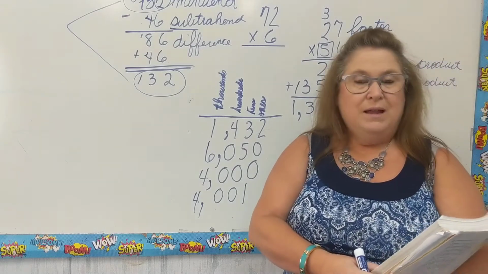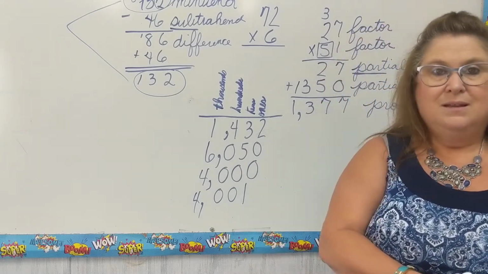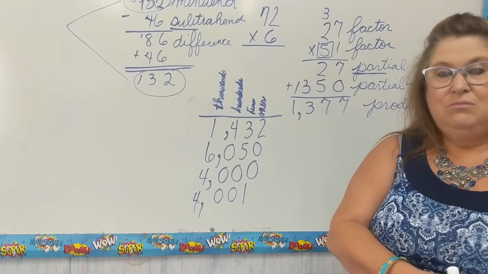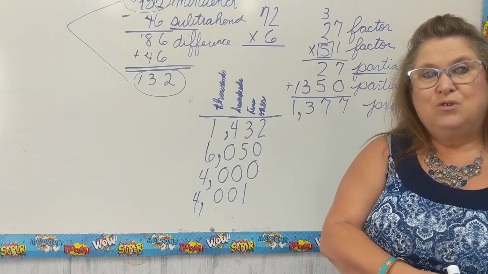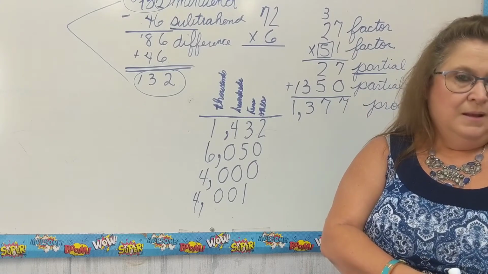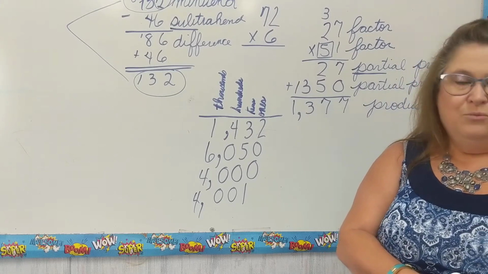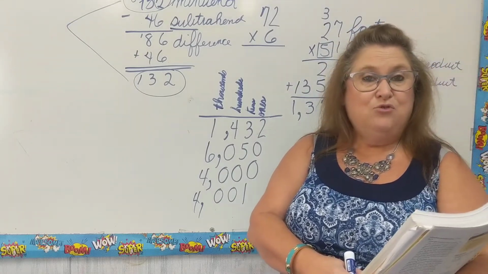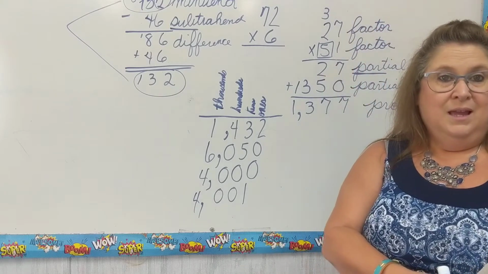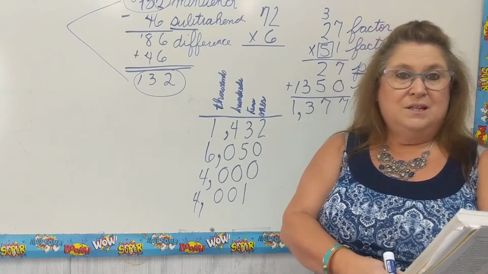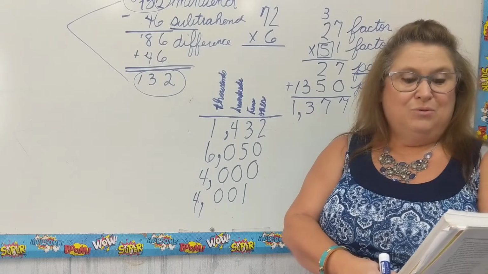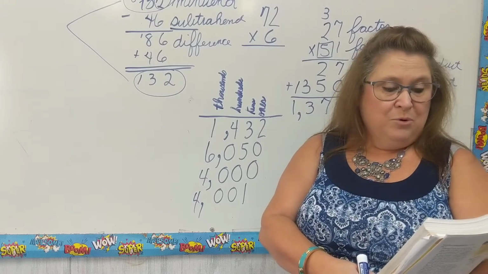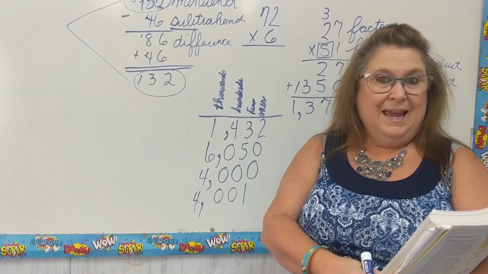Letter F, write the number 2,975. Letter G, write the number 8,753. And letter H, write the number 9,800.